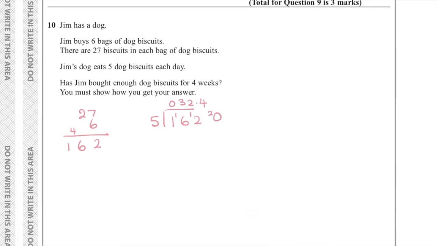There are 7 days in a week. 7 times 4 is 28. We've got enough to last for 32 days, a little bit more. So the answer is yes, we have enough.